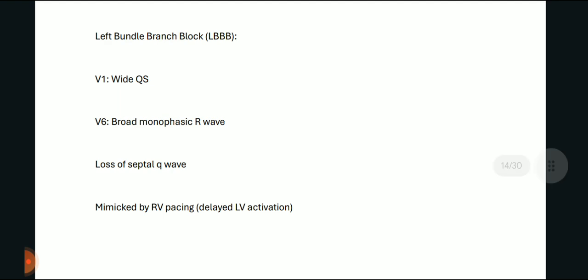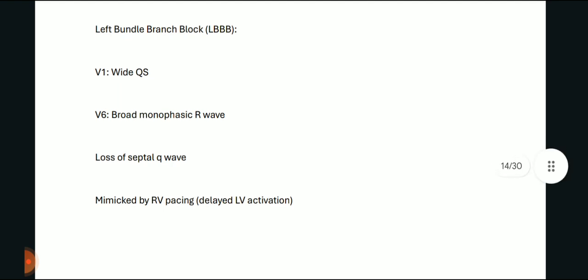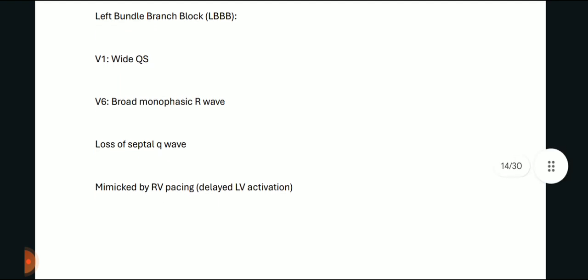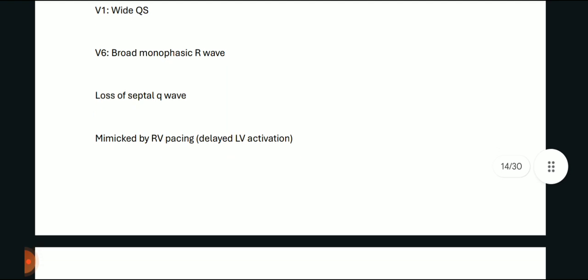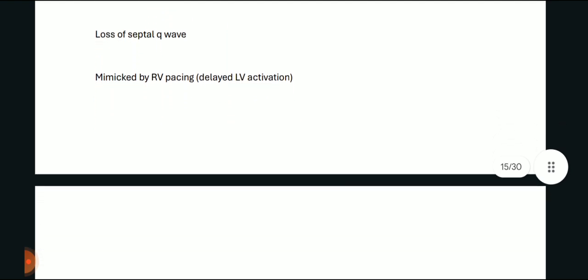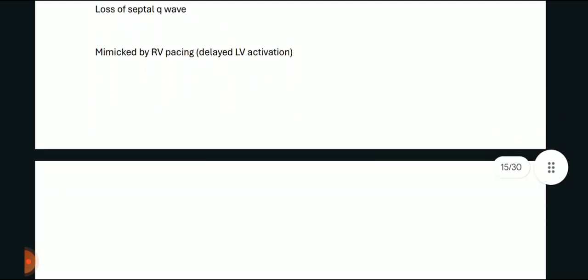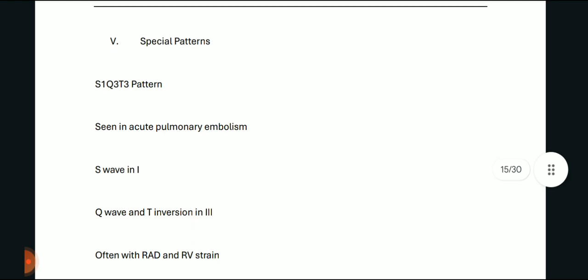Left bundle branch block, LBBB: V1 will show a wide QS, and in V6 we will see a broad monophasic R wave. Loss of septal Q wave will be seen, and it is mimicked by RV pacing, with delayed left ventricular activation.